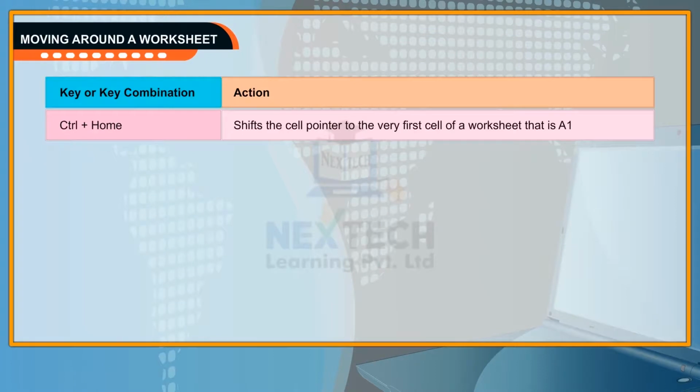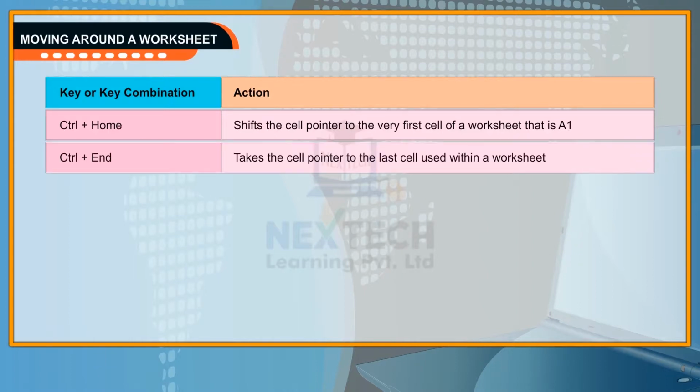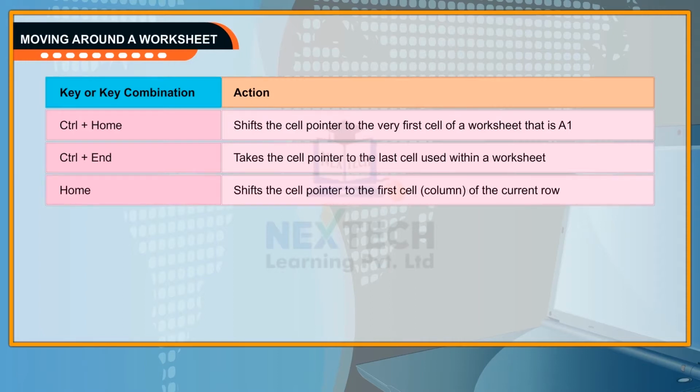Control plus home shifts the cell pointer to the very first cell of a worksheet, that is A1. Control plus end takes the cell pointer to the last cell used within a worksheet. Home shifts the cell pointer to the first cell or column of the current row.